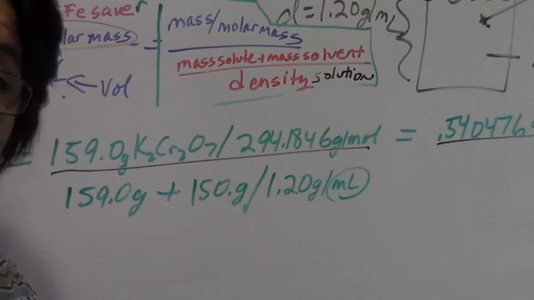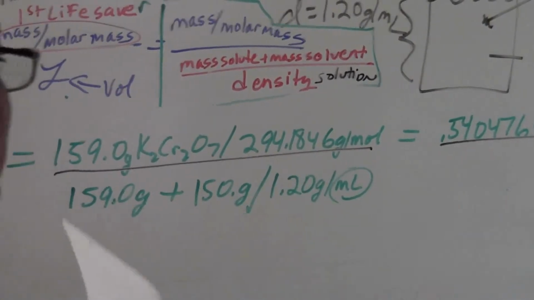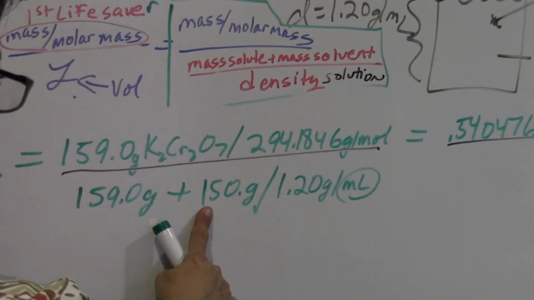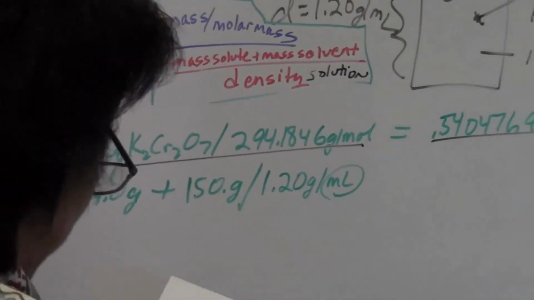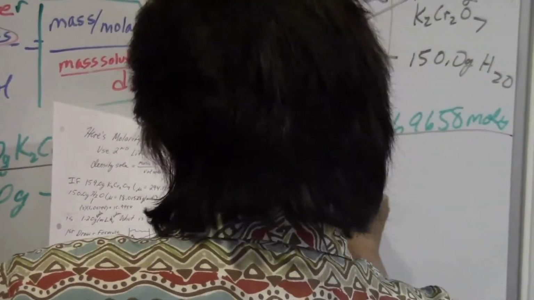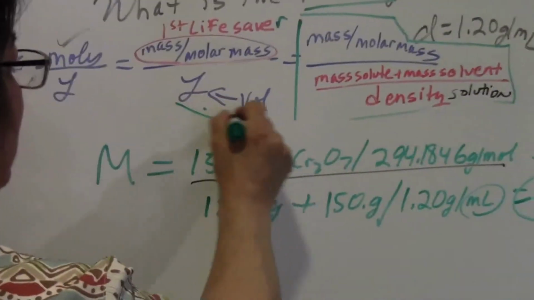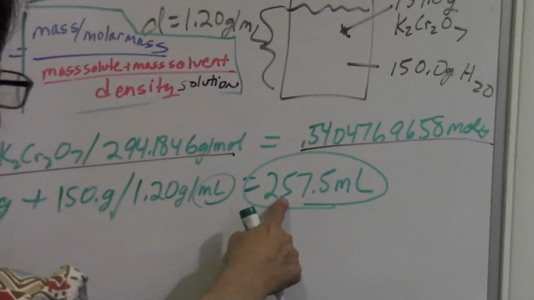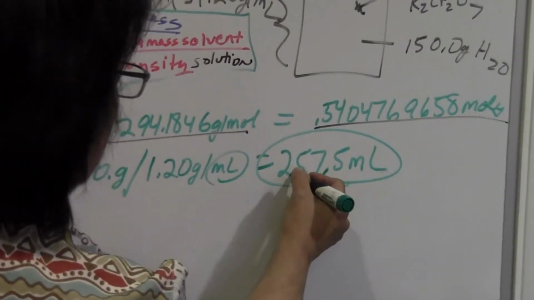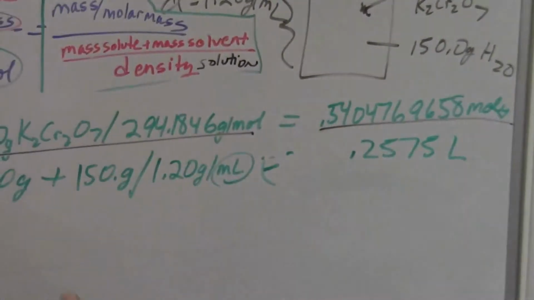But anytime you see milliliters, a little alarm should go off in your head, because down the road we're going to have to change that to liters. And when we add these two numbers first, hit enter, and then divide by 1.20, we get 257.5 milliliters. Well, we can't put that in as liters. We need to change the milliliters to liters. We're going to move the decimal 1, 2, 3. 0.2575 liters. Boom, there we go.